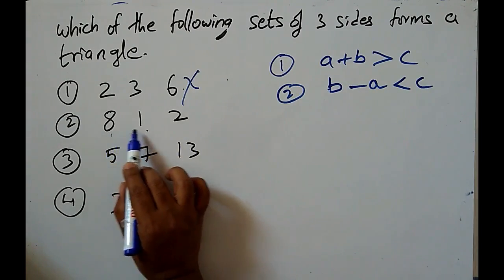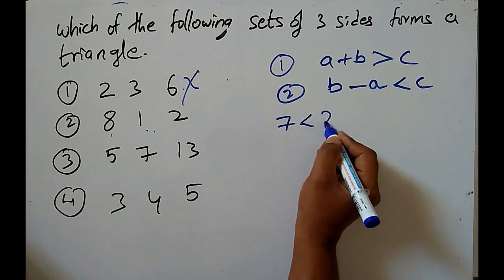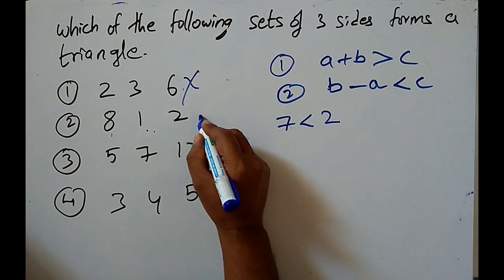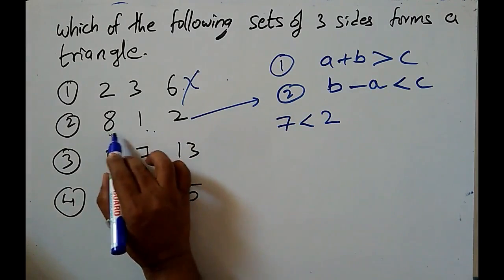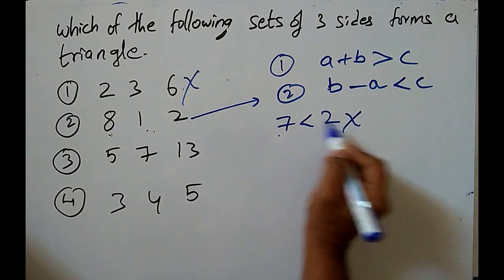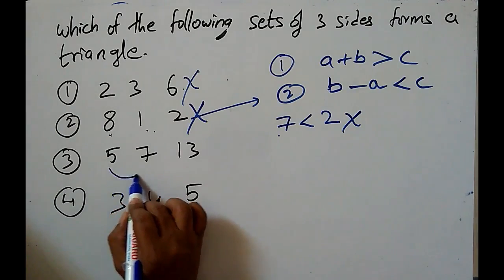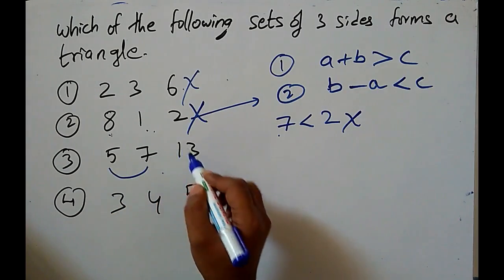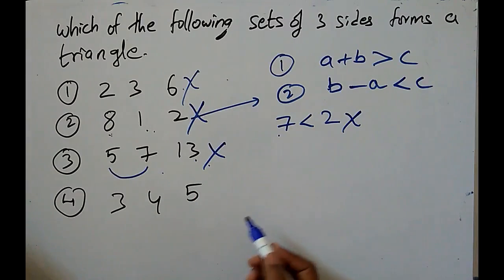If we substitute the second option in the second property, 8 minus 1, that is 7. Is 7 less than 2? No, friends. So it can't form a triangle. In the same way, 5 plus 7 is 12. 12 should be greater than the third side. It is 13. No, again it's not.